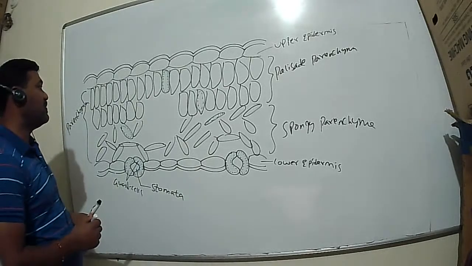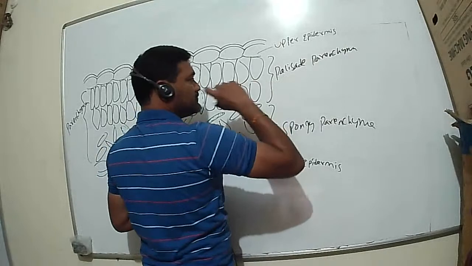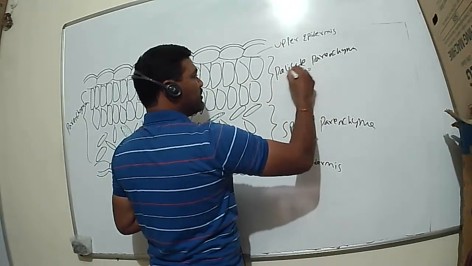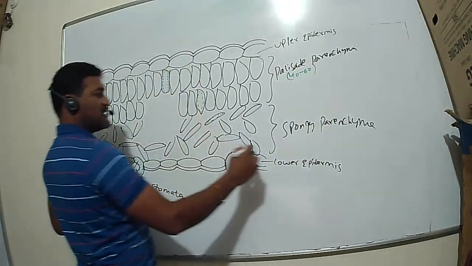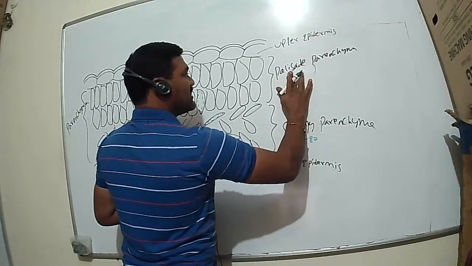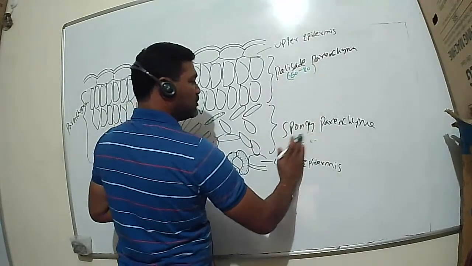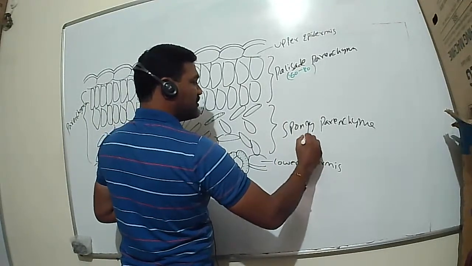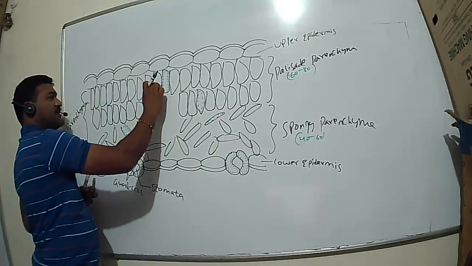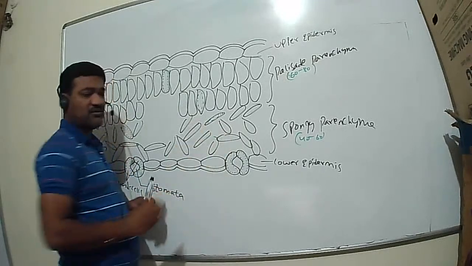But remember, very important: in the upper palisade parenchyma, each cell has about 60 to 80 chloroplasts, and in the lower spongy parenchyma, each cell has about 40 to 60 chloroplasts.